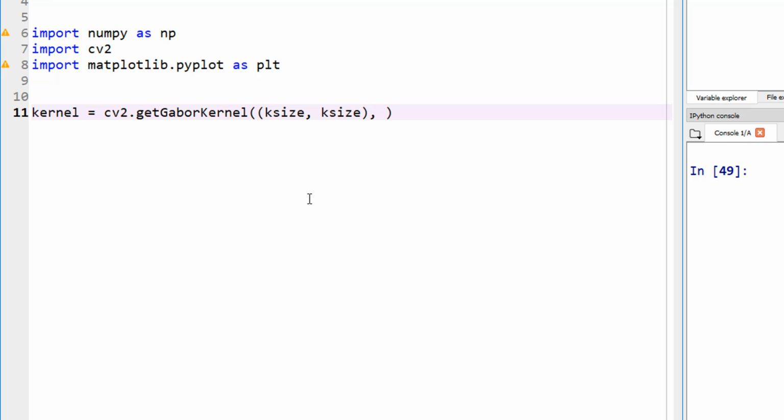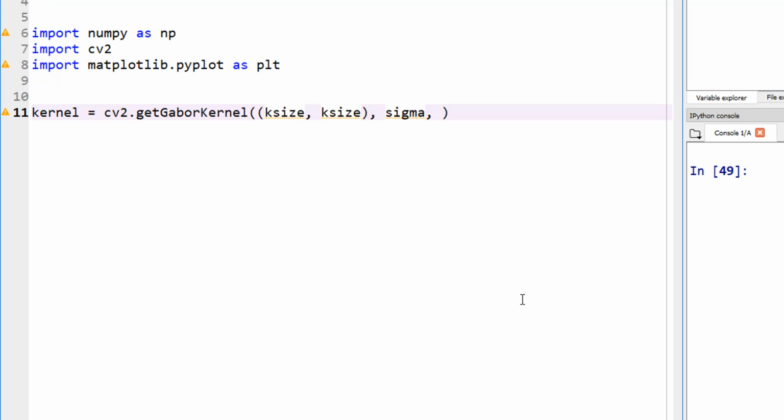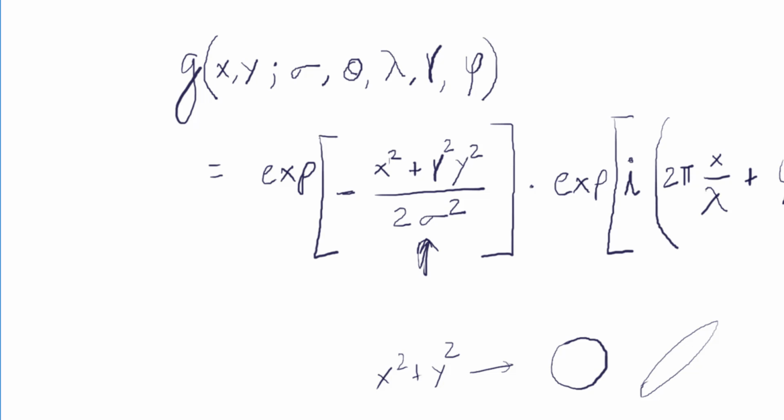So this is defined by my kernel size. And next, let's do sigma, theta, lambda, gamma, and phi. I just typed it, that's okay. So did we do all? Sigma, theta, lambda, gamma, and phi, right?